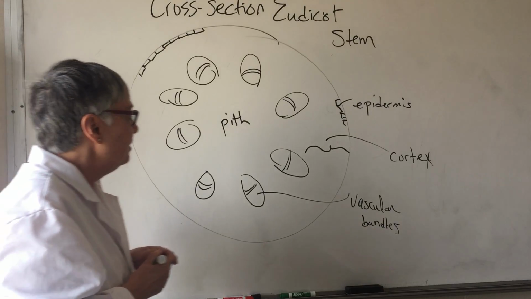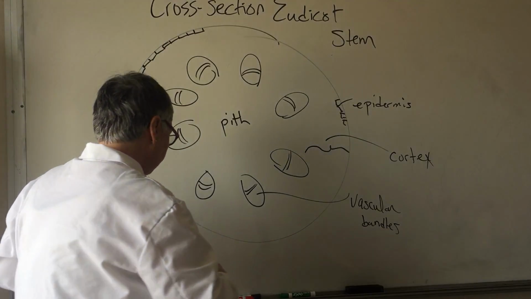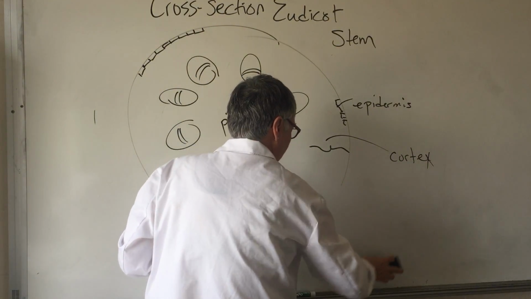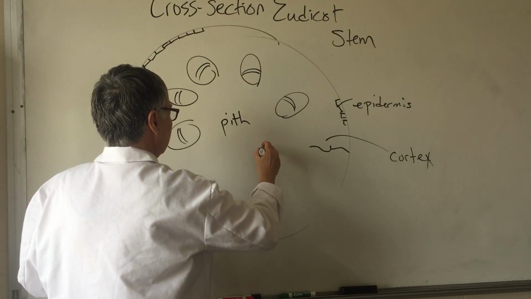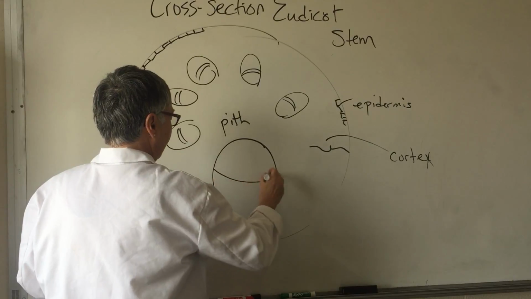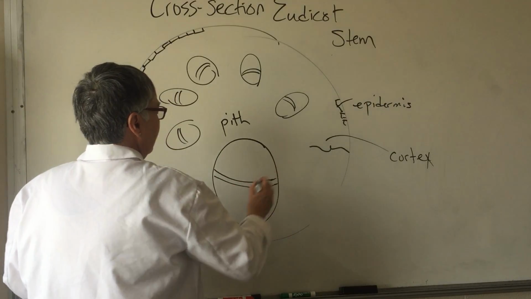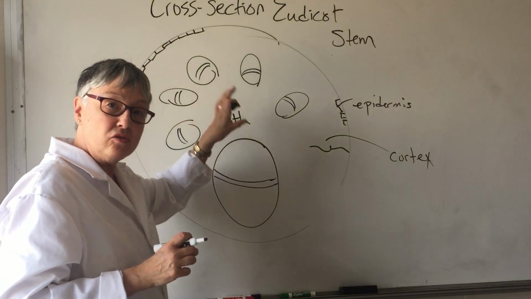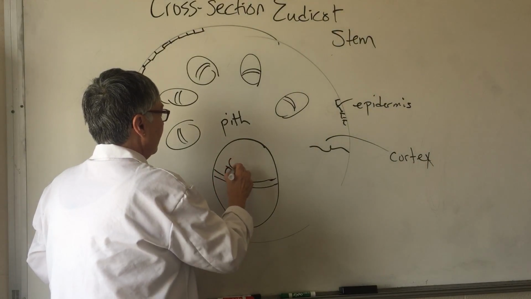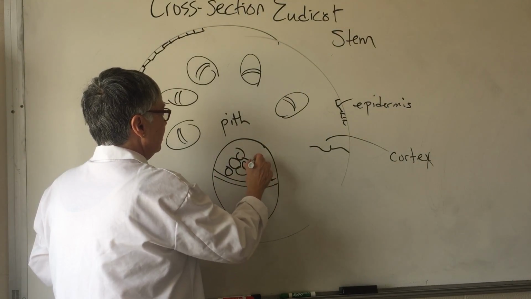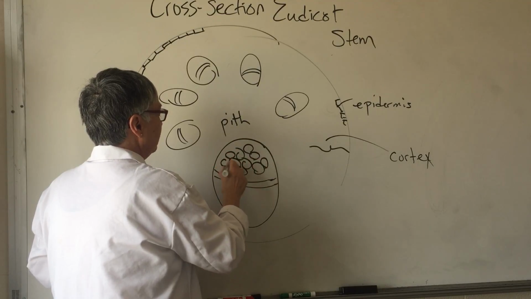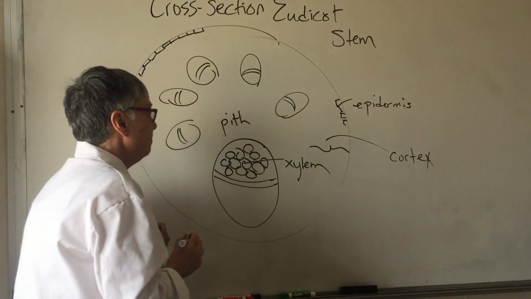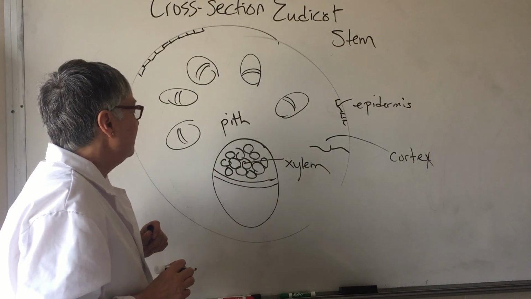Let's take a closer look at the vascular bundles. Let me erase the bottom part of this, and we'll enlarge a vascular bundle. Okay, facing the center part of the stem are usually large diameter cells that make up the xylem. So those are water conducting cells.